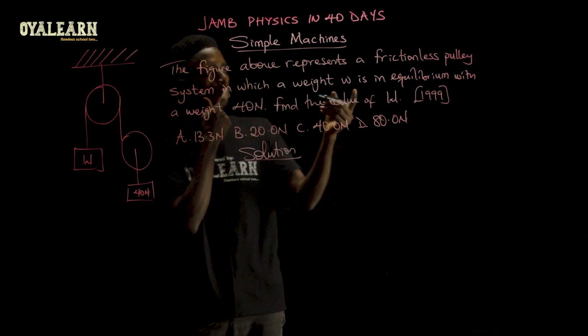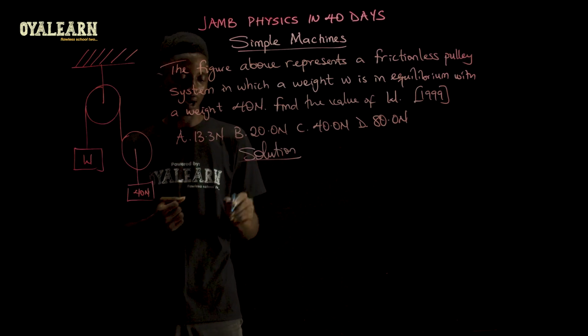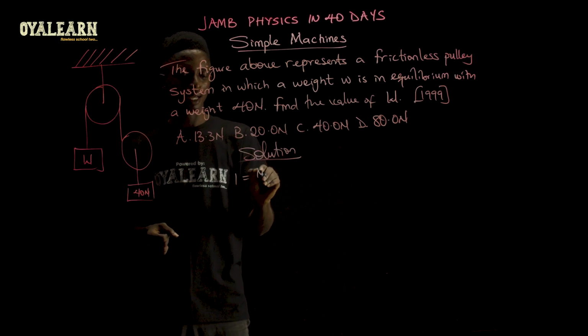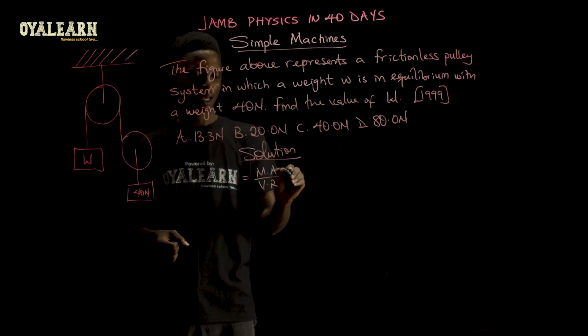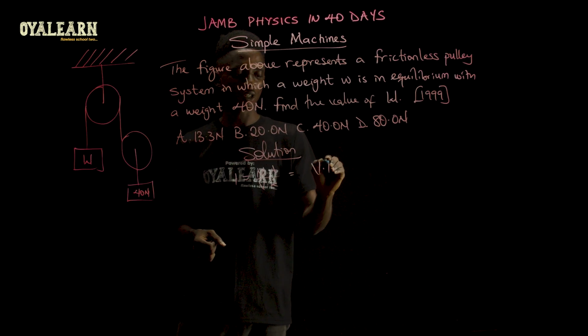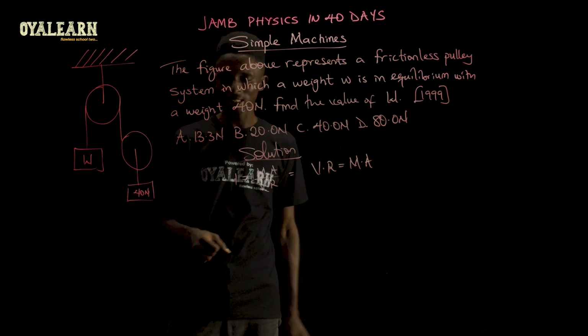First off, we know that it's a frictionless pulley, and in a frictionless pulley, efficiency is 1. So that is 1 equals mechanical advantage over velocity ratio. And what this implies is that velocity ratio equals mechanical advantage.